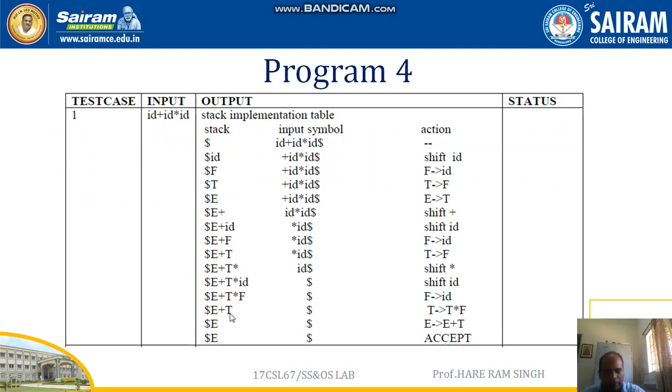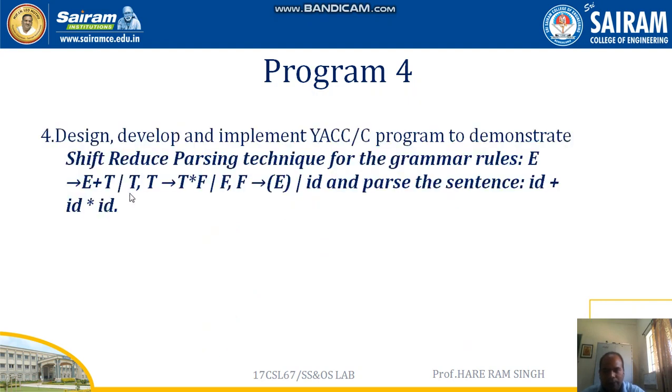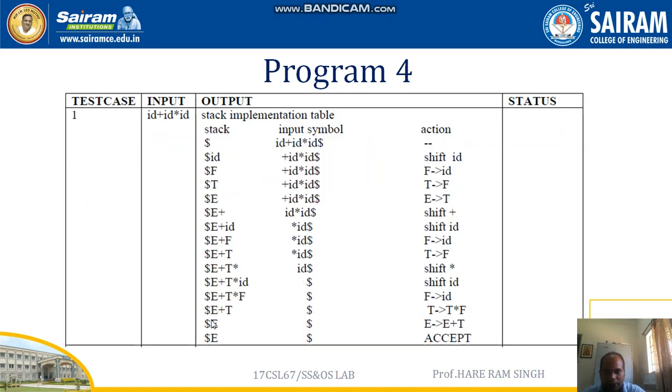Now E plus T can be replaced by E according to the grammar. So E. Now here three reduces are there. And finally what we got? E, dollar. So this sentence can be accepted using the grammar. So the input ID plus ID into ID is the correct input and it can be accepted using the grammar.